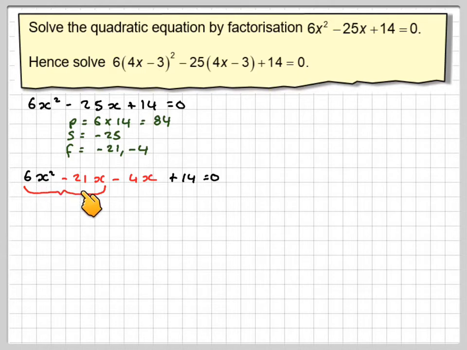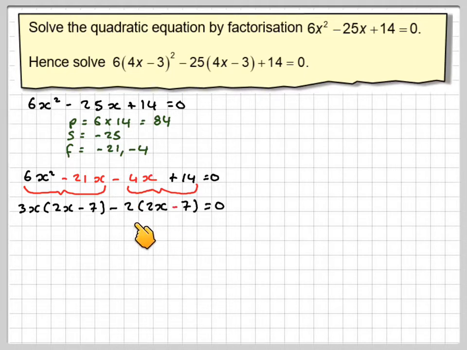The common factor of these two terms is going to be 3x, and that will leave me 2x minus 7. Bring down that minus sign, and then factorise out a 2 from here, grouping those two together, and again we get 2x minus 7. The sign will have to change because you're putting a minus in brackets, and a minus times a minus will give you a plus.